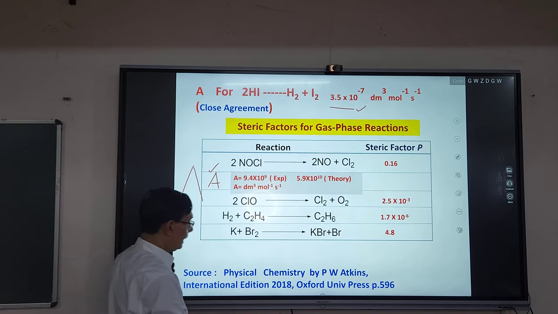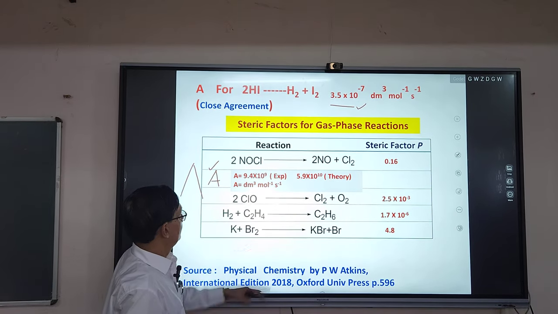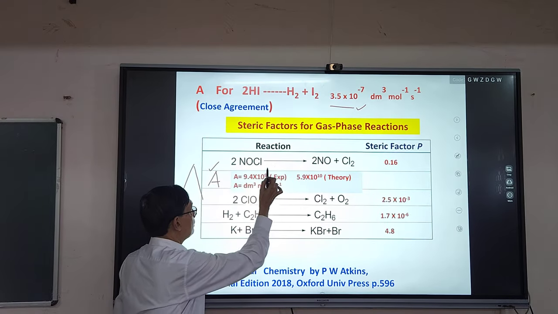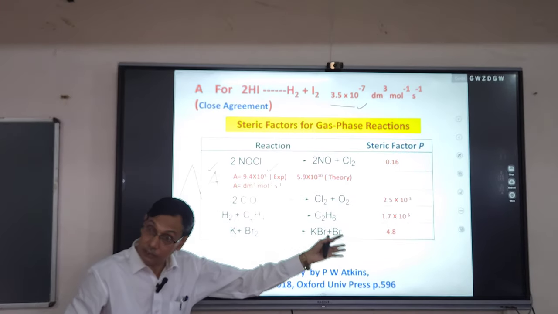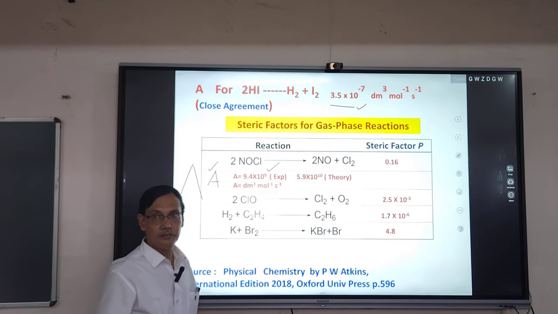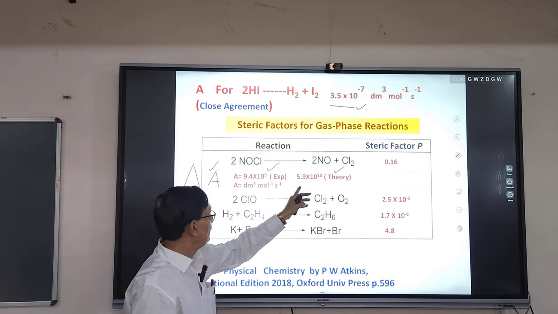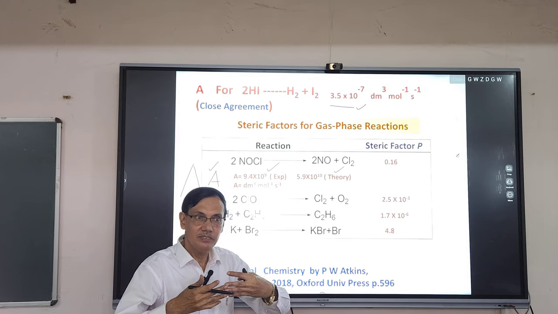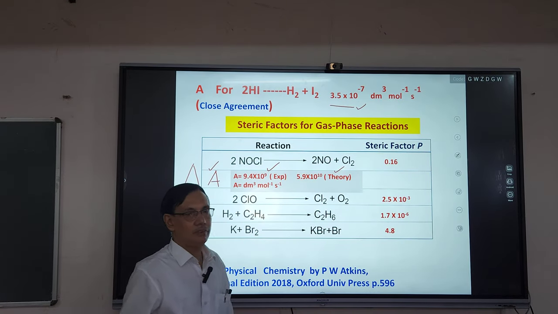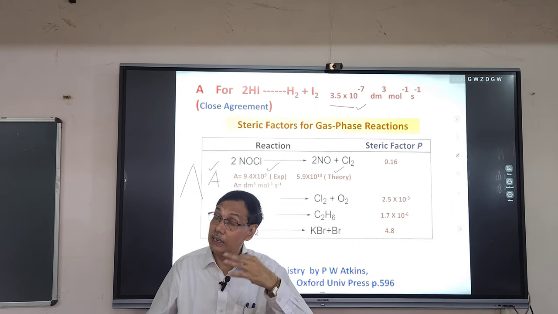So I'm taking this example from the book of Atkins. So you see, there are many reactions, but here A determined by the experimental method using that formula is equal to 9.4 into 10 to the power 9. Okay? And the theoretical value is 5.9 into 10 to the power 10. Is it equal? No. Similarly, when they studied a large number of reactions, they are not getting a close agreement between theoretical value and experimental value.